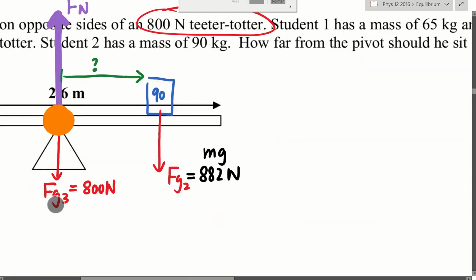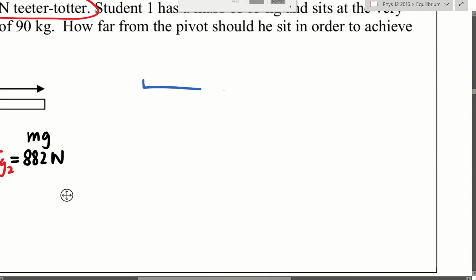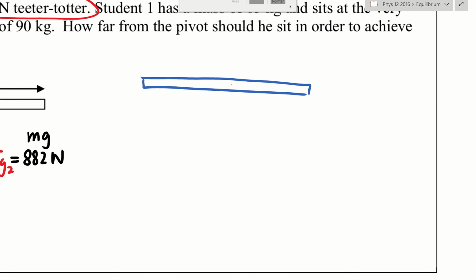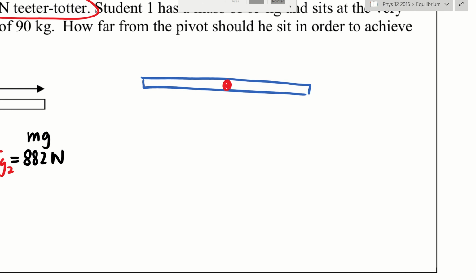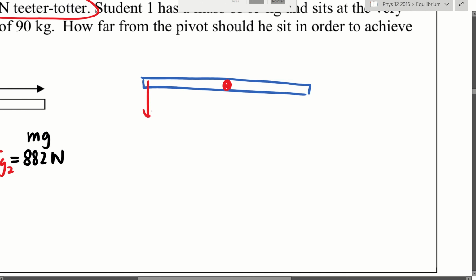Once you are done, usually I like to redraw the diagram so that it doesn't have all the extra things on it. So my pivot point is in the middle. So all the forces in the middle don't count. I only have two other forces, FG1 on the edge and FG2 somewhere, I don't know where.